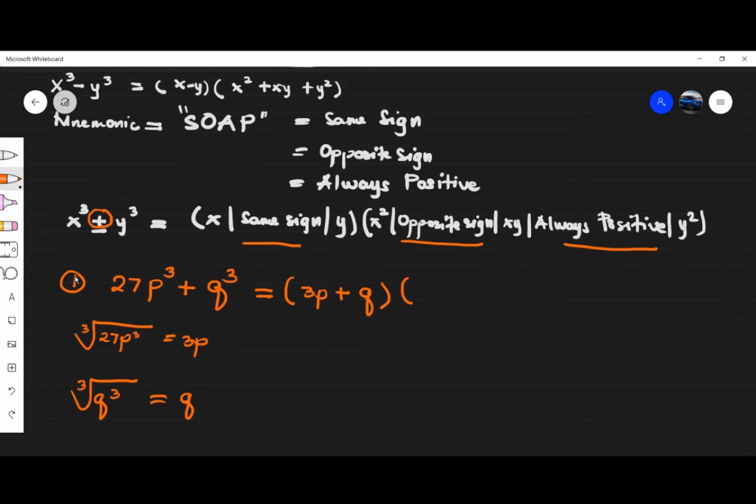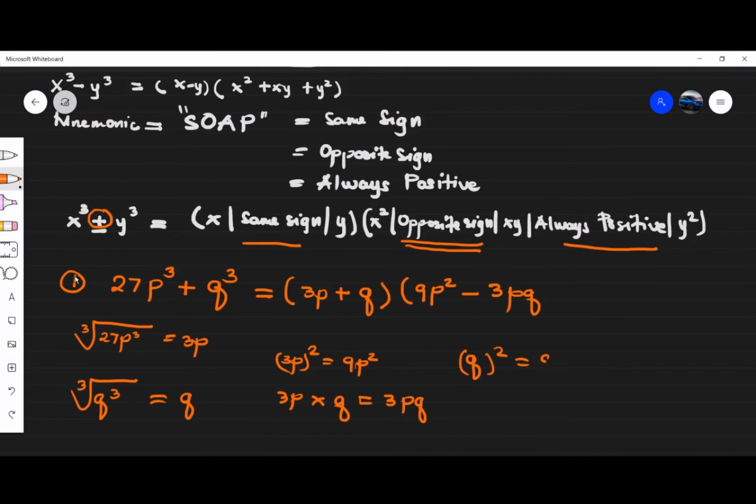On the second parenthesis, we use the opposite sign in the middle and always positive on the last term. Square the first term: we square 3p, that's 9p squared. Then we use the opposite sign for the middle. Multiply the first and the second, 3p times q, that's 3pq. Finally, we square the last term, q squared, so that is plus q squared.